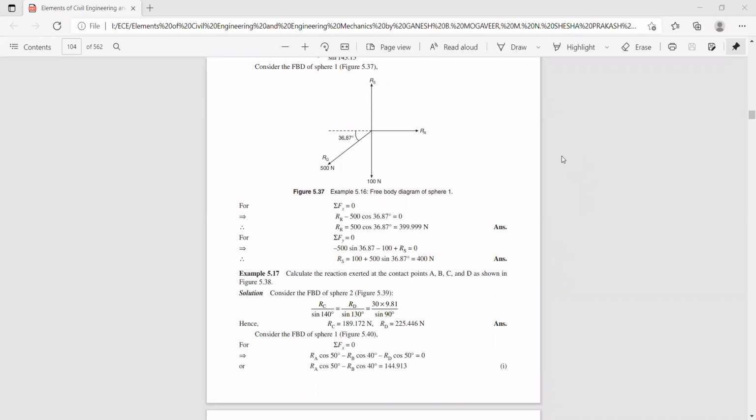Sir, while finding the direction of the resultant, should we take the theta value as negative or not, sir? No, you should not take negative. So resultant is always a positive value, no?